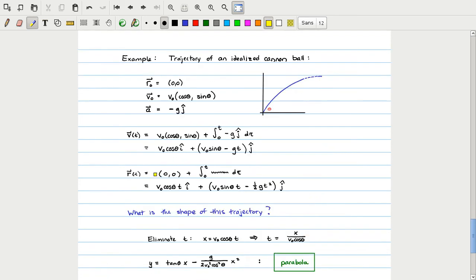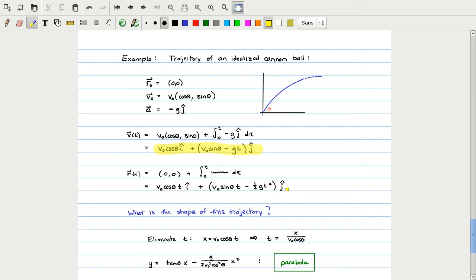We have the initial position (0, 0) plus the integral of all of this. And when we integrate both of these things with respect to t and evaluate at 0 and t, we get v0 cosine theta t i plus v0 sine theta t minus 1/2 g t squared in the j direction. So you may know this already, but here's how you can show it.